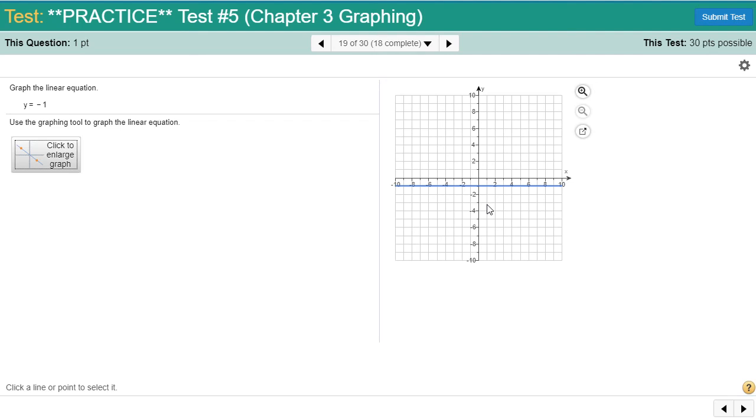And when we save our graph, we're taken back to the test screen, and you can see the 2 points that we chose are now gone, and we just have a horizontal line that intersects the y-axis at -1, which is exactly what this equation is asking for.